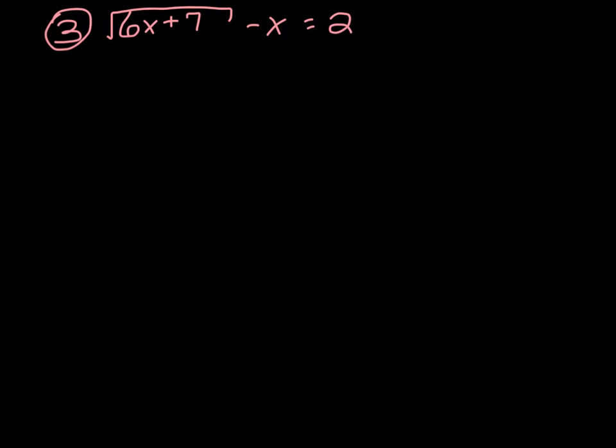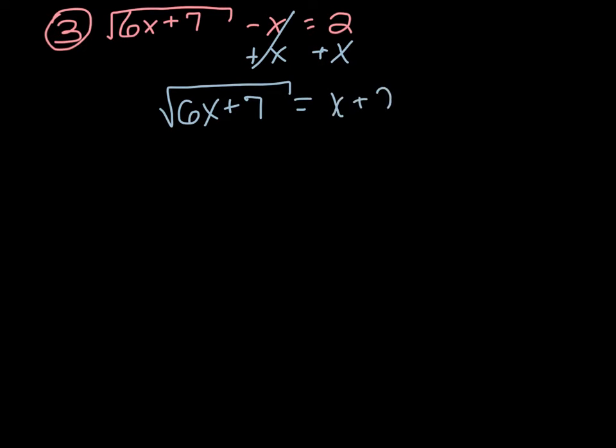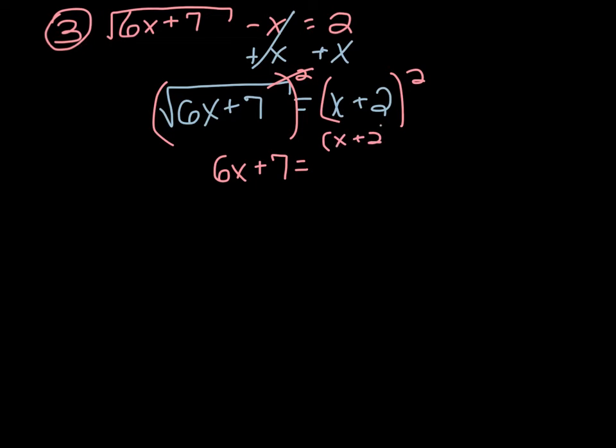Now, in our final example, we need to get this radical expression by itself. And in order to do that, I'm going to add the x to the other side. So I get the square root of 6x plus 7 equals x plus 2. And I'm going to square both sides to get rid of the square root. It cancels on this side and leaves me with 6x plus 7. But on this side, this is the same thing as saying x plus 2 times x plus 2. It's a binomial times itself, so we need to use FOIL.